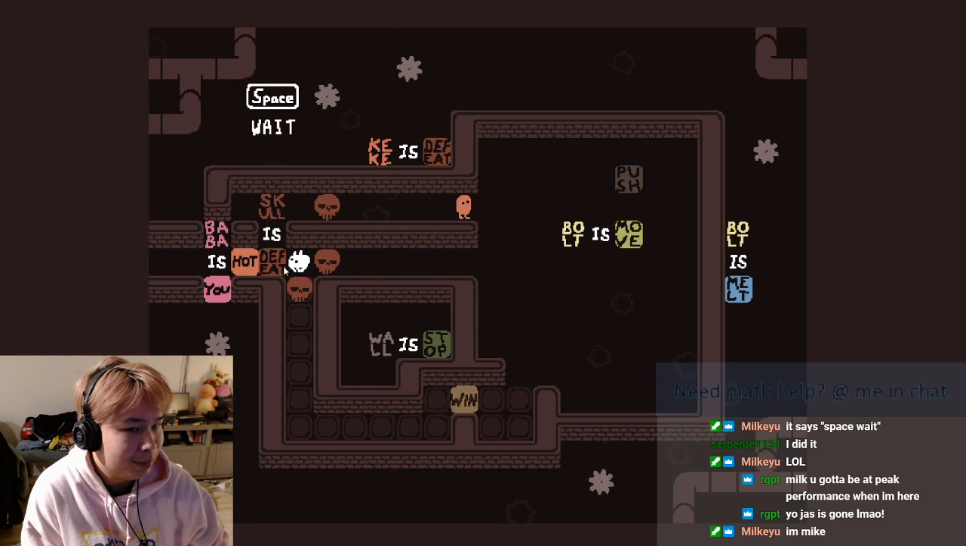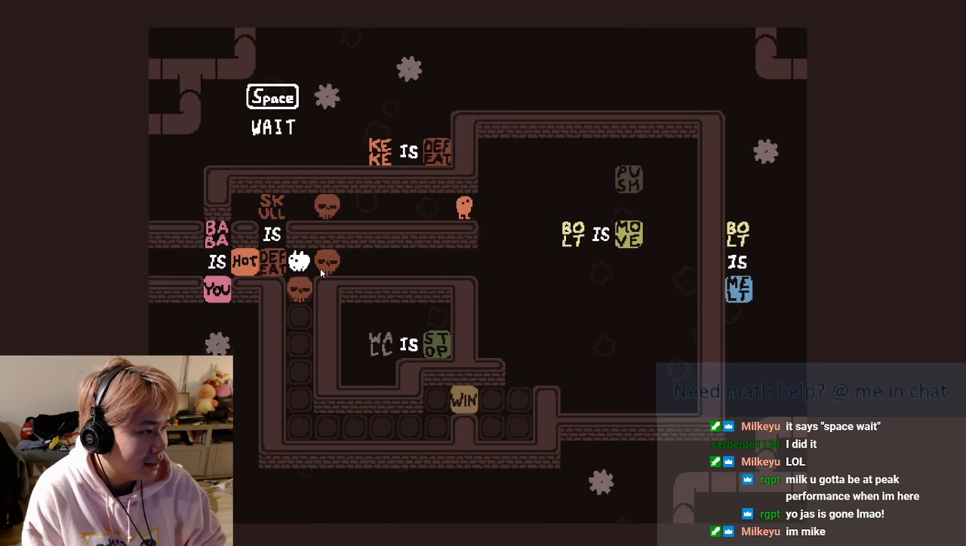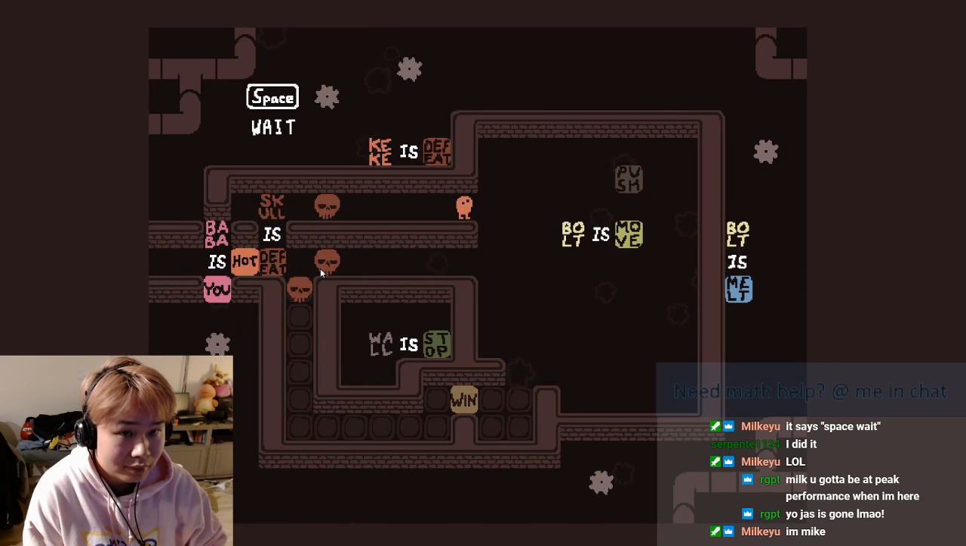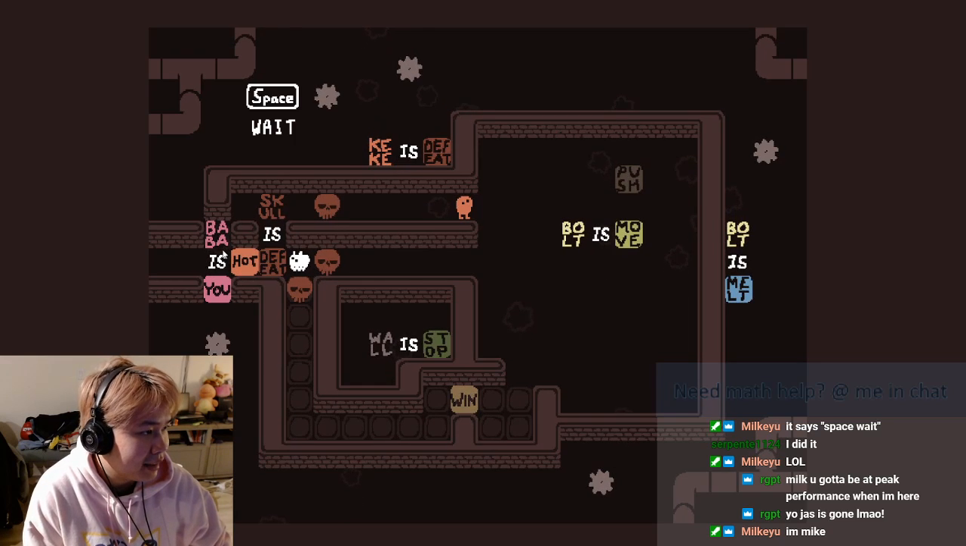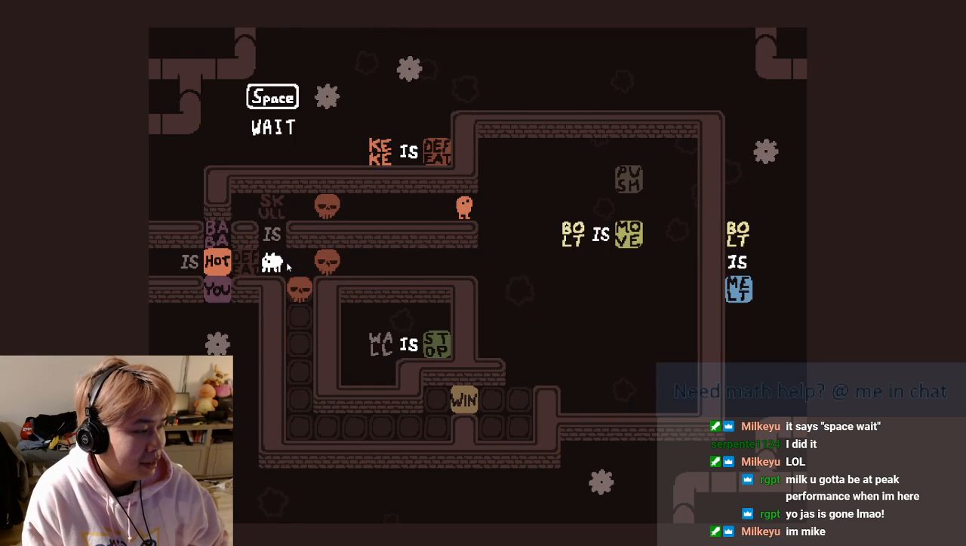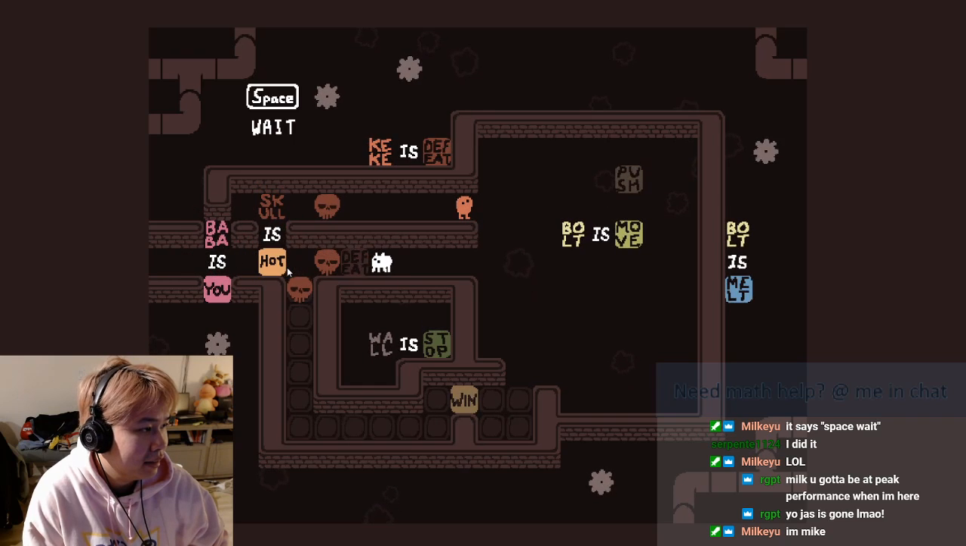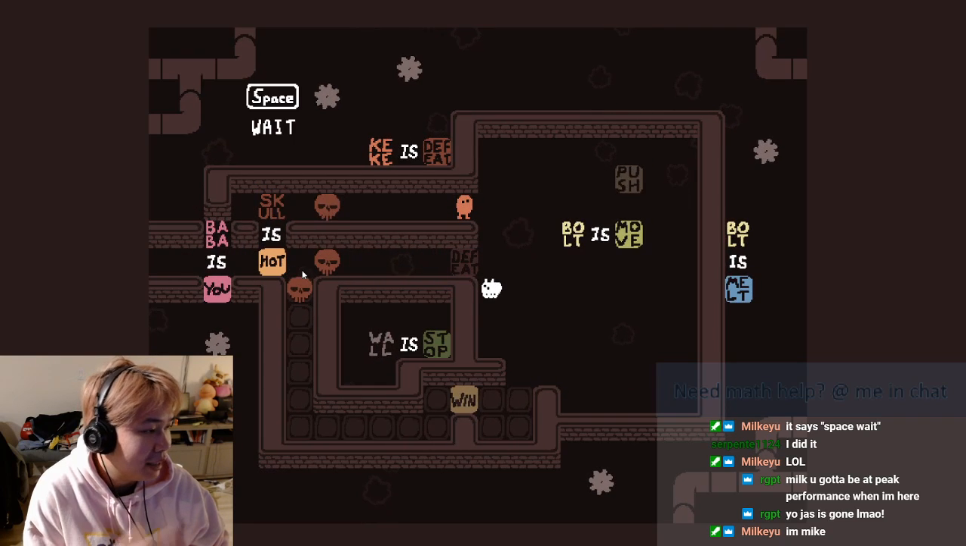And then if I were to push the defeat so that the skull is no longer hot, now the skull is defeat. So if I touch the skull, I die. And then if I push it forward, then I break the sentence Baba is you, so I'm no longer Baba, and then I die. So what is the plan here?